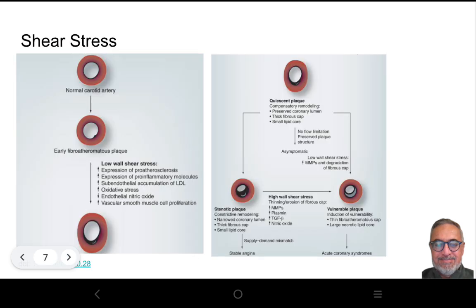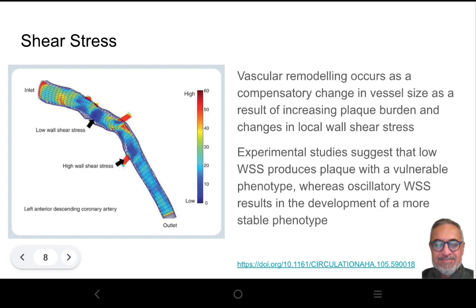Shear stress has been shown to contribute quite a bit to the plaque formation. There are areas in the arteries that have low shear stress and high shear stress. This is demonstrated on this image of the LAD.